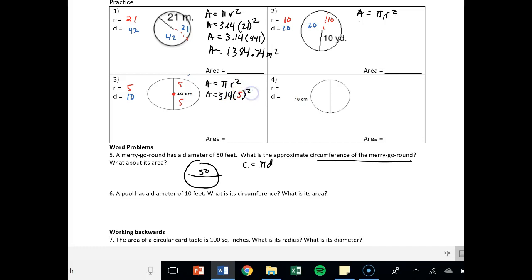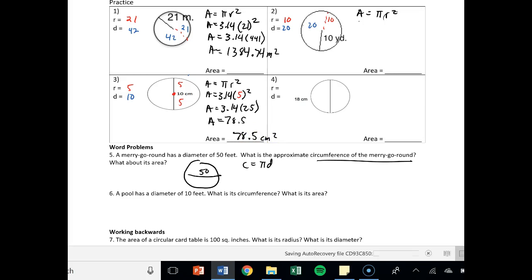Again, we always want to use the radius, not the diameter, for area. And so area is equal to 3.14 times 25, because that was 5 times 5 is. And then when you multiply that together, you're going to get your answer of 78.5. So 78.5 centimeters squared, right?